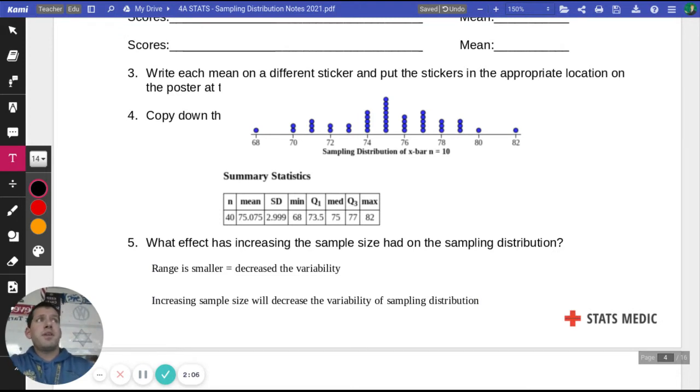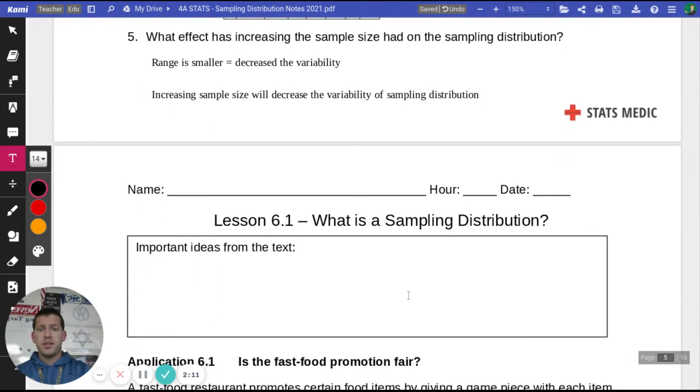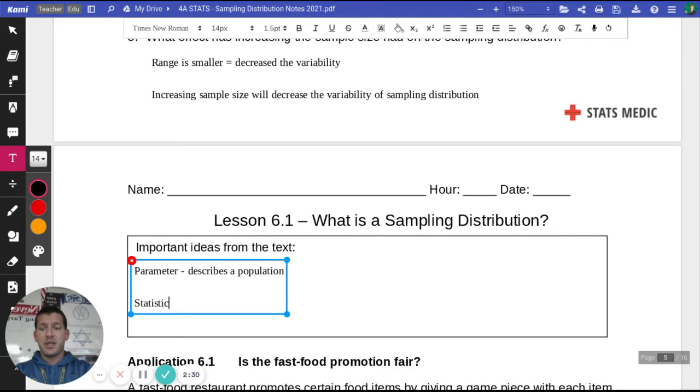And to quickly wrap this up, we're going to take a look at this box on the next page. We got a few ideas here. First, we want to talk about parameter versus statistic. So a parameter, remember that P, describes a population. There's that P again. Whereas a statistic describes a sample. So that S and the S and the P and the P.